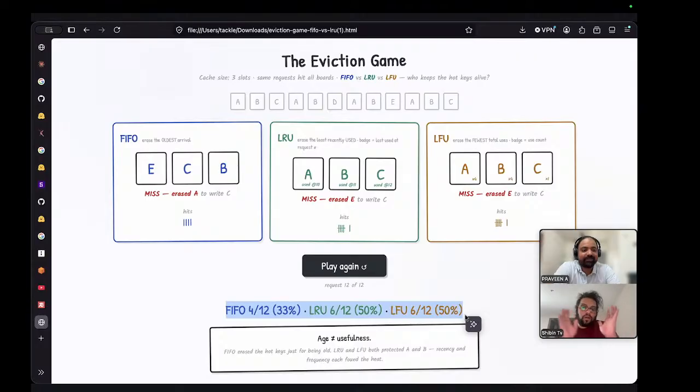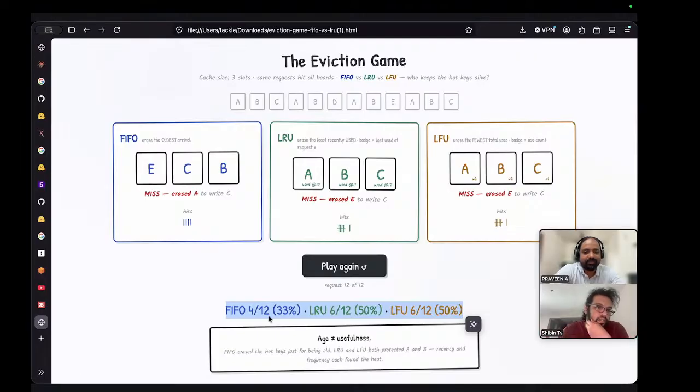So this is the whole point, right? Whether you pick FIFO, LRU, or LFU, it changes your entire application performance. Most of the time, I have seen people pick LRU or LFU. But there is one more variation.